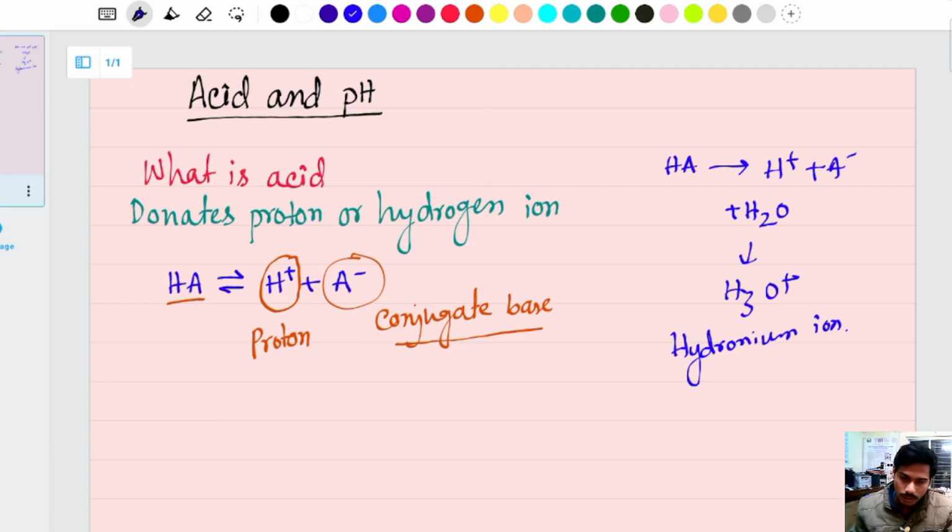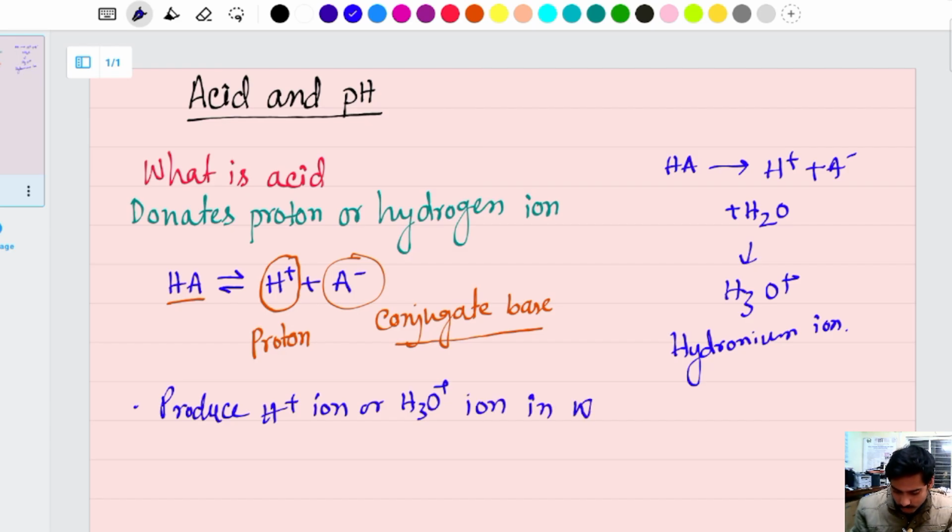So an acid produces H plus ion or hydronium ion in water. So that is the acid.